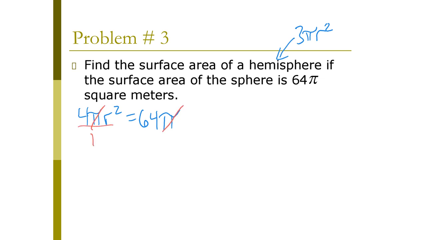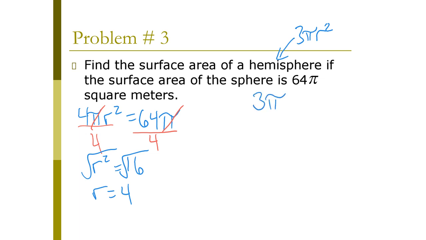Cancel the pi's, divide by 4. Well, what's 64 divided by 4? That would be r squared is equal to 16. Square root, I get r equals 4. Yes, I get plus or minus 4 when I solve, but because my radius can't be negative, I'm just going to accept the positive answer. So now what I have is my hemisphere formula. I can do 3 pi times my radius of 4 squared. Cool. So I got 16 times 3, which is 48 pi meters squared. And boom, there's my answer.